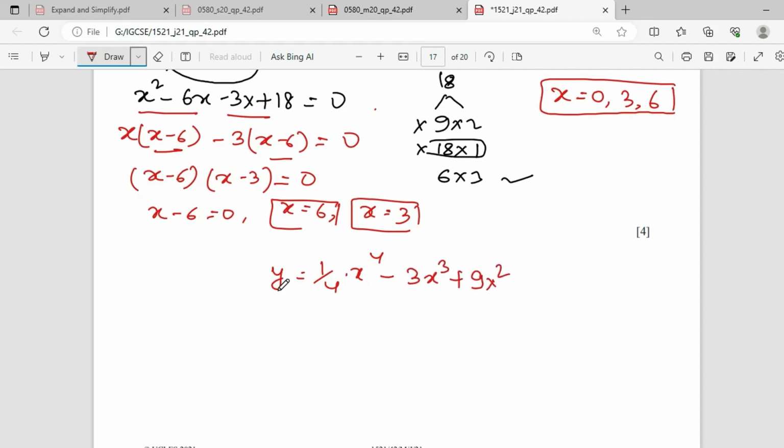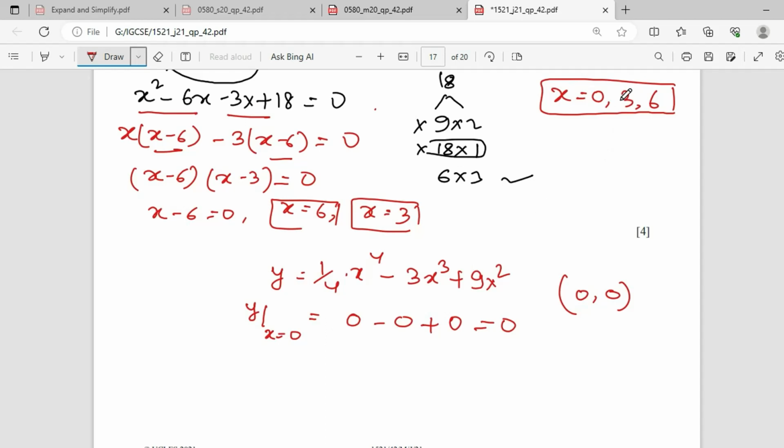So when x equals 0, what will be the respective value of y? 0 raised to power 4 is 0, 0 into anything is 0, minus 3 into 0 is 0, and plus 0, so the answer is 0. The first value we got is 0 comma 0. So when x is 0, then y is 0.